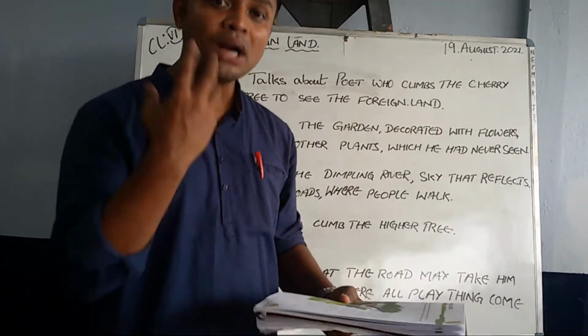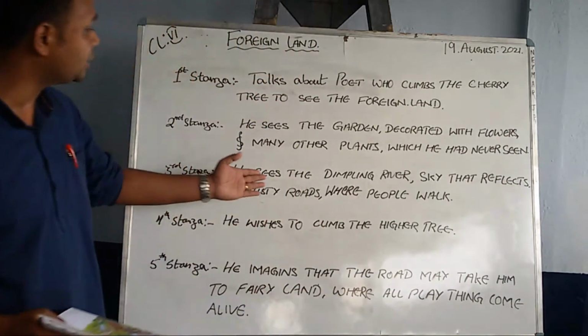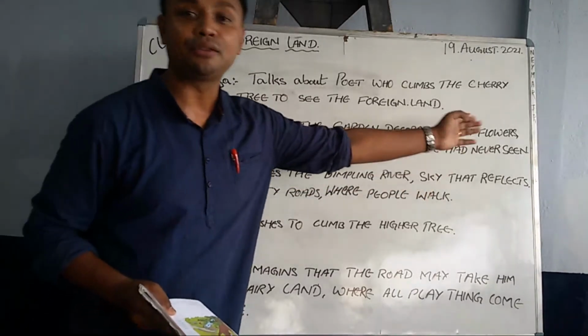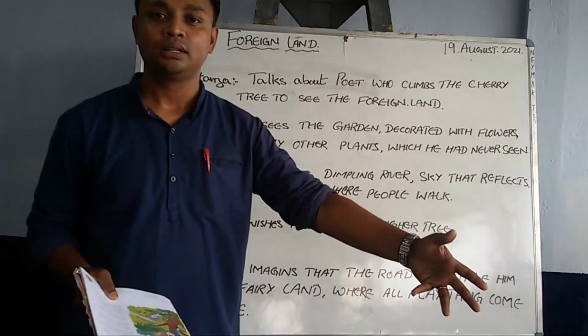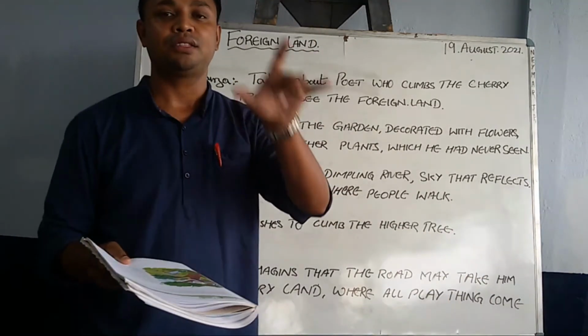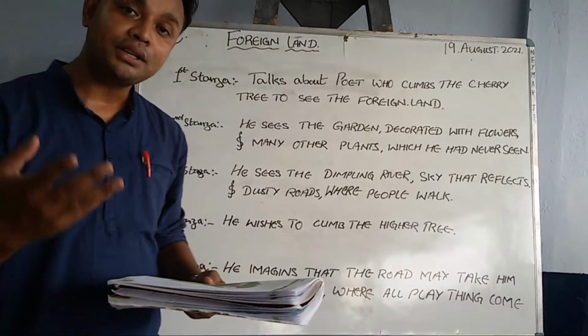Okay. Now what he wishes. Now I have written out here: he sees the dimpling river, the sky that reflects, and the dusty roads where people walk. He sees everything in the third stanza. Okay. Now what he does in the fourth stanza.